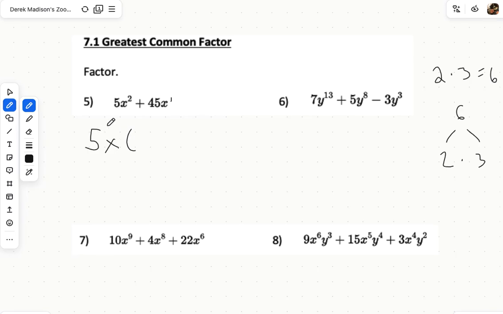So back over here, we got 5x is the biggest thing that goes into both of these. We took a 5 out of a 5, so that would just leave a 1. We don't usually write the 1. I'm taking 1x out of x squared, and so that would leave me x. If we multiply back 5x times x, there's our 5x squared, and our plus. Taking 5 out of 45, 5 goes into 45 9 times, so that's what I need to have there. When I go 5 times 9, I'm getting back to that 45, and then the x is right there.